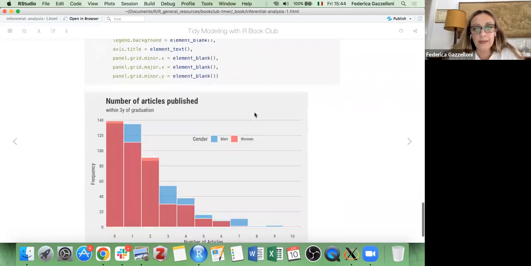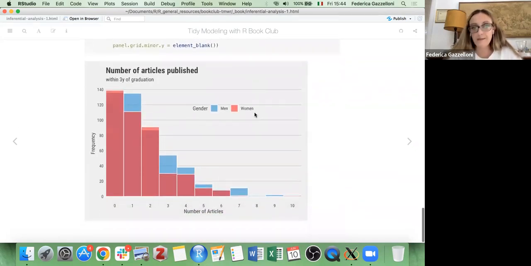In fact, a second question would be, what is the difference in the number of publications between men and women? As you can see, women have a higher count at zero publications and lower counts for the rest, except for two, where it seems more women have published just two articles, while men a little bit less. All the other counts are greater for men than for women.